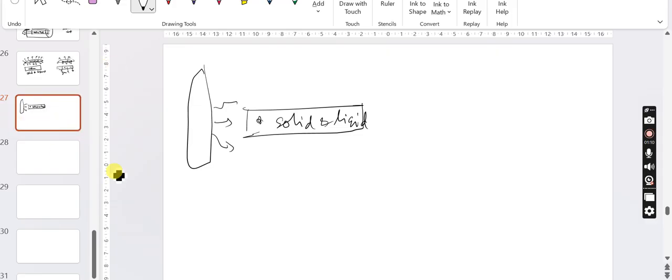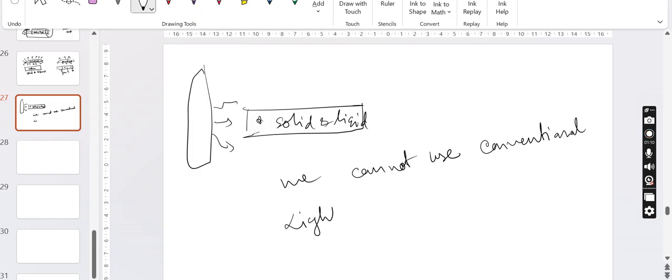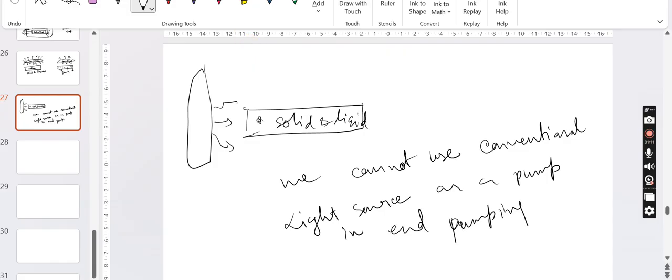So you cannot use a conventional light source as a pump in an end pumping scheme.